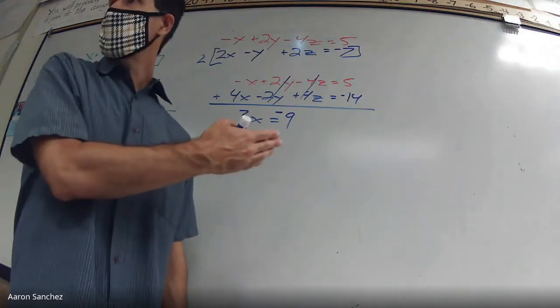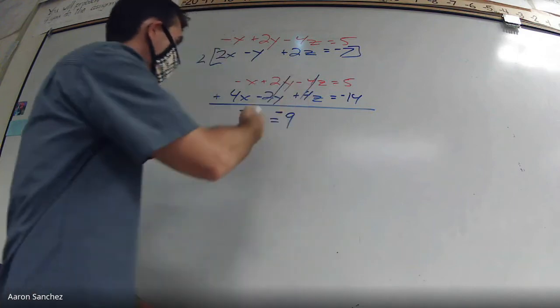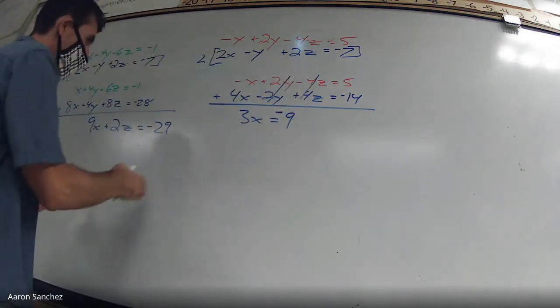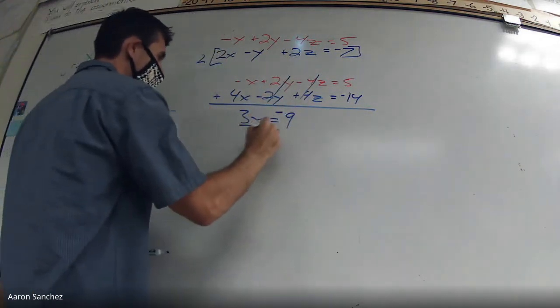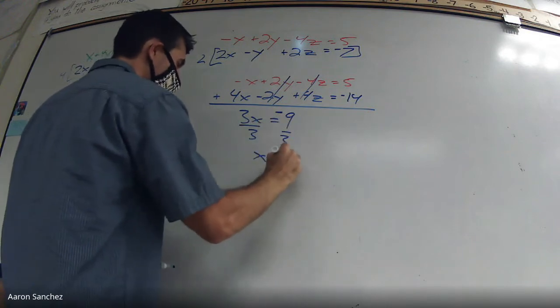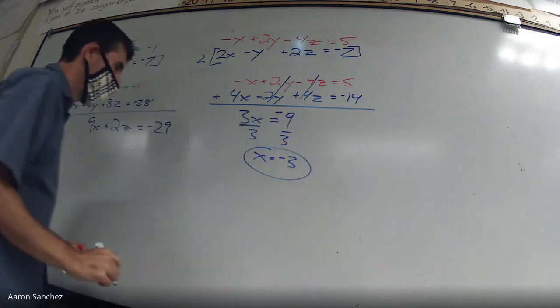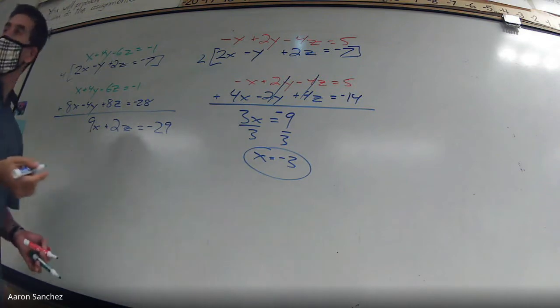Do you guys see what just happened here? Because now I just have an x, so I don't need to line it up and eliminate. I just solve for x. Divide by 3, x equals negative 3. And now I could just plug that in there, right?